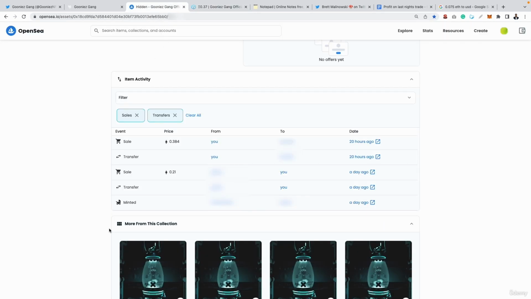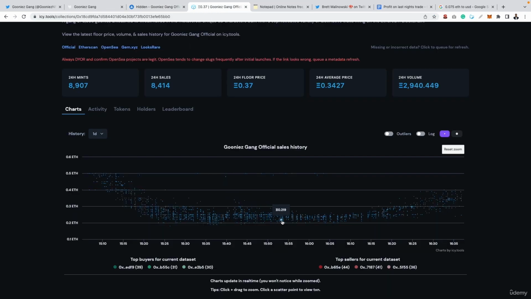If you remember from my purchase I showed you, I ended up buying this NFT at 0.21, and have a look at the chart. Well, 0.21 is literally right at the bottom right here, 0.21. I waited for the floor to even out.